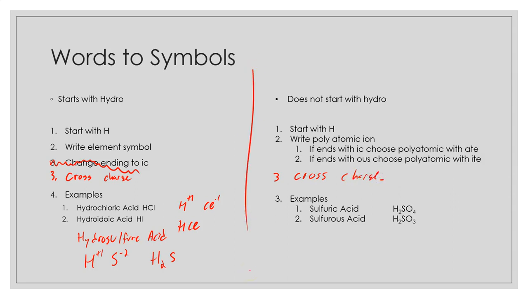It does not start with hydro, sulfuric acid, sulfurous acid, nitric acid, nitrous acid, something like that. No hydro in front of it. You still start off with an H, but then we want to write the polyatomic ion. If it ends in ic, choose the polyatomic with ate. If it ends in ous, choose the polyatomic with ite. Sulfuric acid, it doesn't start with hydro, we write that.